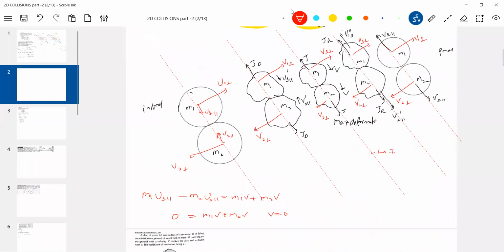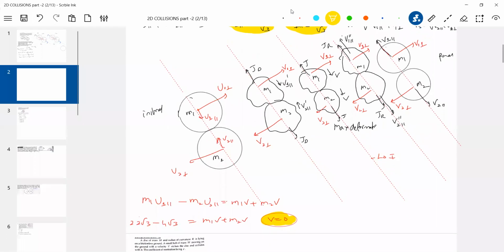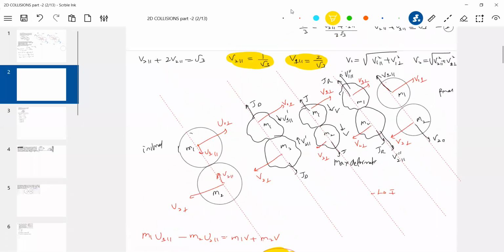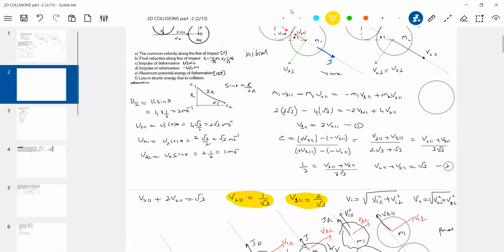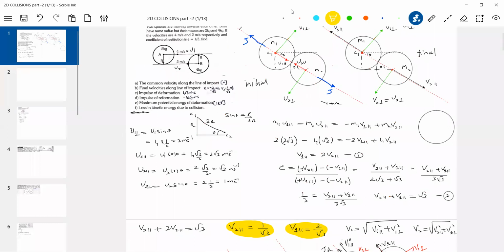2 into, okay, we'll do one thing. 2 into 2 root 3, 4 root 3. So therefore the V will be 0. Common velocity will be 0. Is that okay? Fine. After this it is asking now the common velocity along line of impact. Final velocity along line of impact.